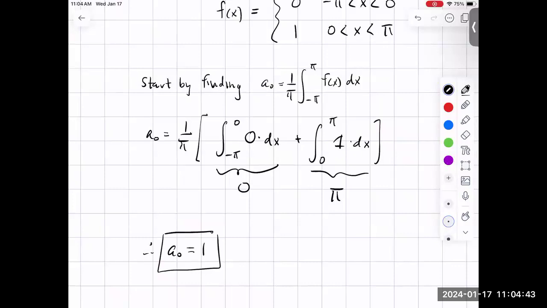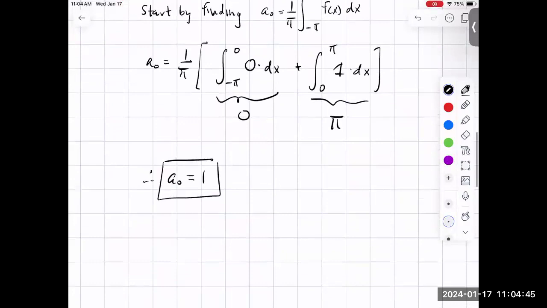And now what we have to do is try to find the an coefficients, which is a similar integral, except we multiply by the cos nx.